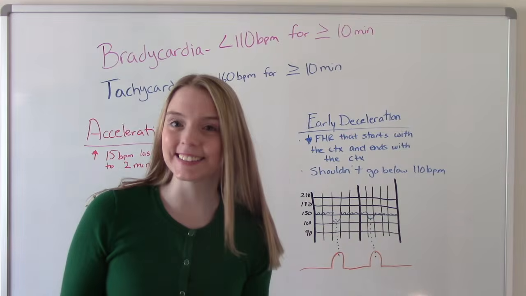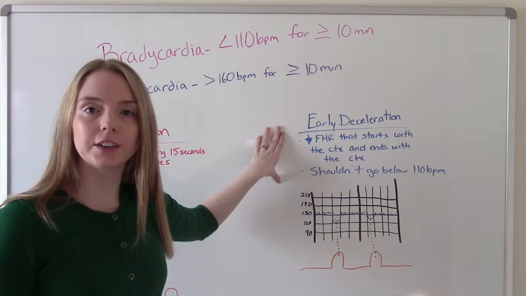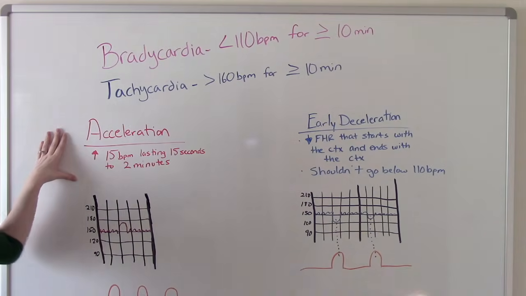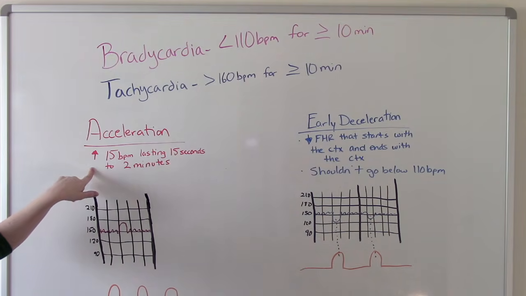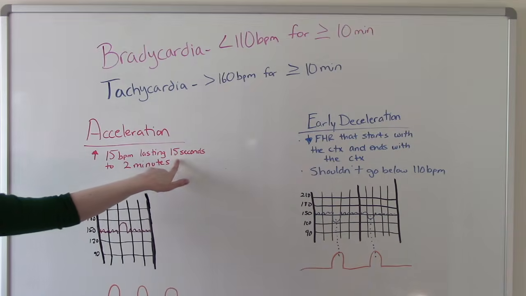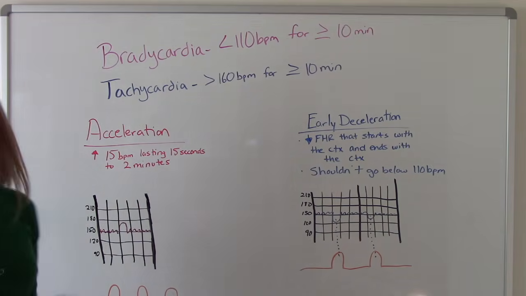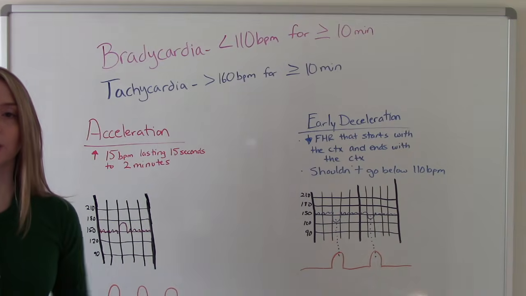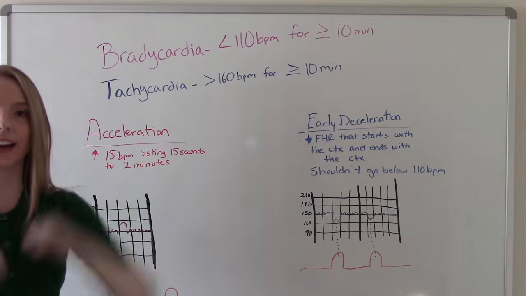Some good things that can happen are accelerations and early decelerations. So an acceleration, this is a really good thing. This means baby's moving around, they're wiggling around in there. So an acceleration is an increase in baby's heart rate by 15 beats per minute at least, it could be more, and that has to last at least 15 seconds and can last up to 2 minutes. Sometimes we call these 15 by 15s. So an increase in fetal heart rate by 15 beats, lasting for at least 15 seconds.